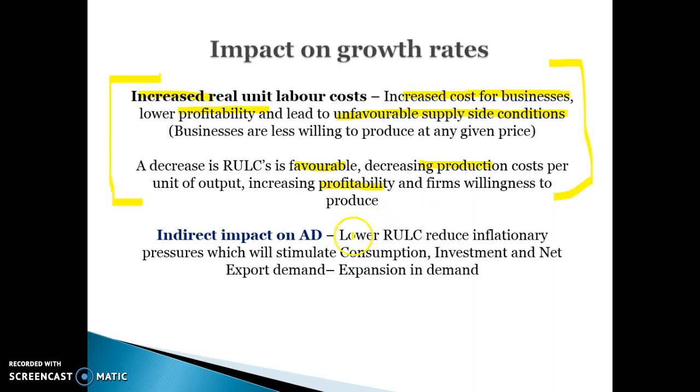Then, if you get asked to discuss the link to growth, you want to talk about the indirect impact to aggregate demand. So lower real unit labour costs will help to reduce inflationary pressures, helps to stimulate consumption expenditure because people want to buy Australian products. It boosts investment expenditure because firms are going to be making more money, they're more profitable, and it will boost net exports because our exports are cheaper. And this will all lead to an indirect expansion in aggregate demand. All these things will increase because of the lower price.